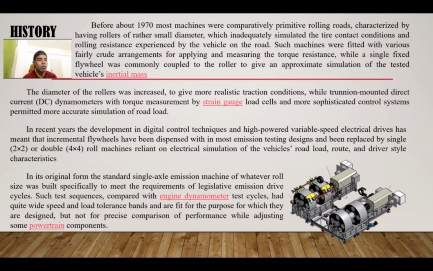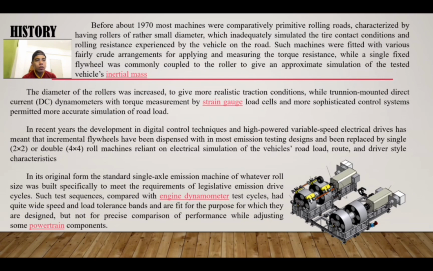Such machines were fitted with various fairly crude arrangements for applying and measuring the torque resistance, while a single fixed flywheel was commonly coupled to the roller to give an approximate simulation of a test vehicle's inertial mass.